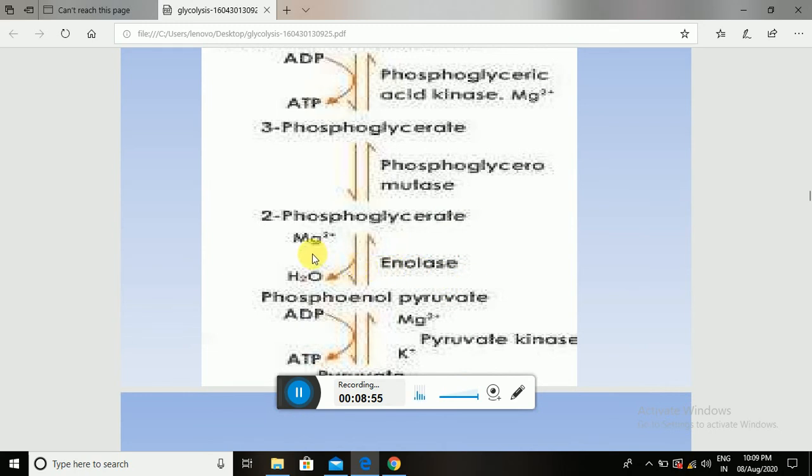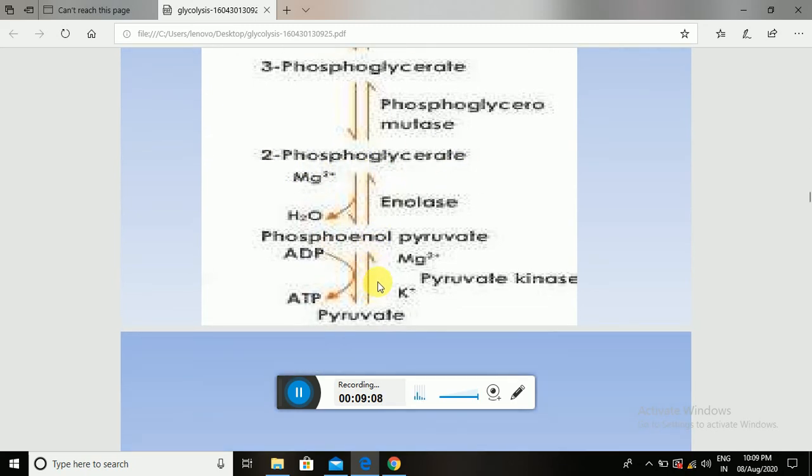These 2-phosphoglycerate is converted into phosphoenolpyruvate, and the enzyme is enolase. Enolase is an enzyme that acts on 2-phosphoglycerate, and it gets converted into phosphoenolpyruvate. This phosphoenolpyruvate gets converted into pyruvate. At that time ADP is converted into ATP, and they get the ATP.